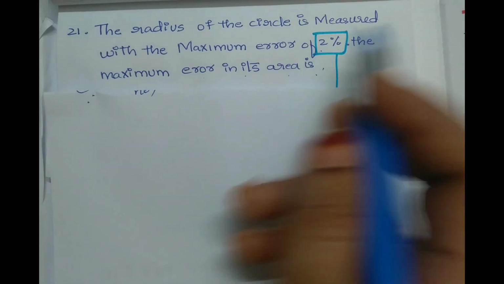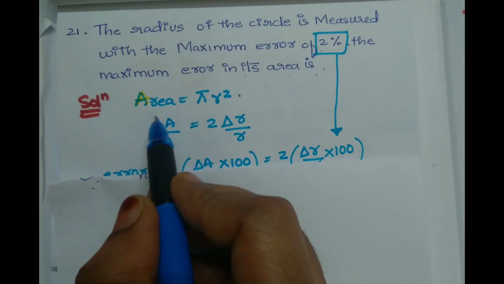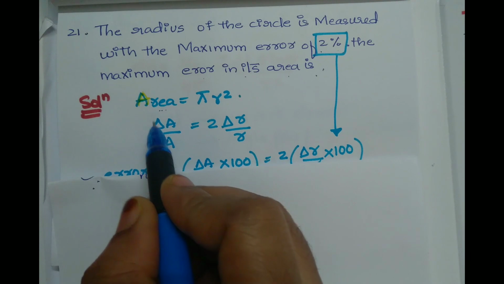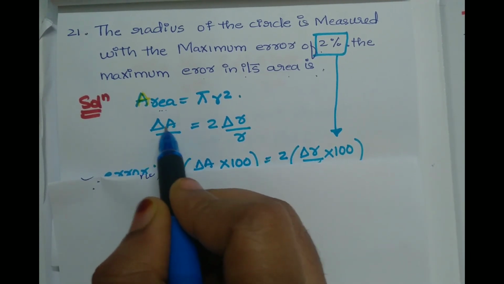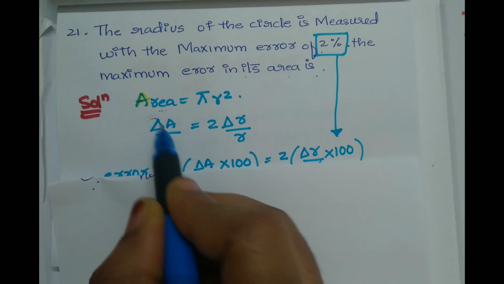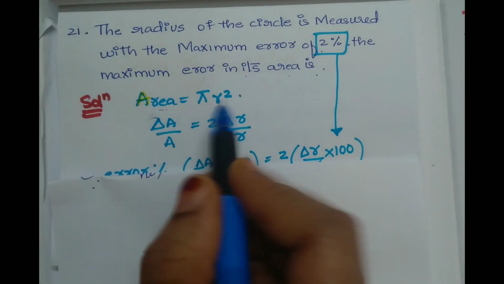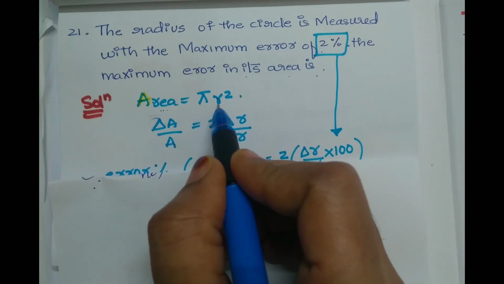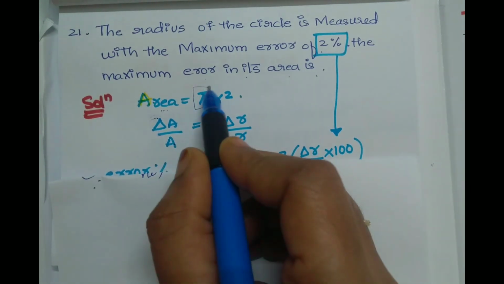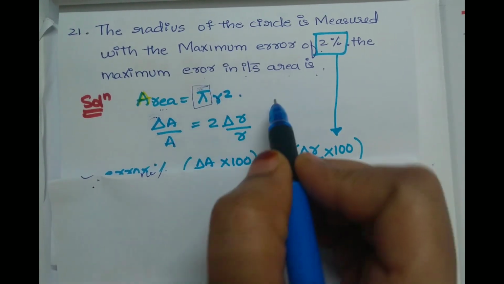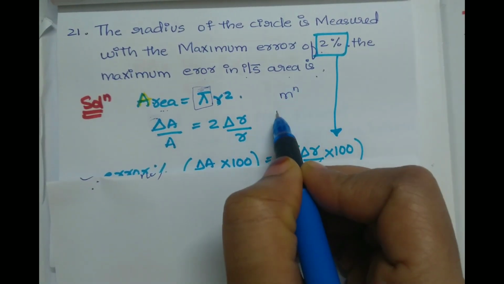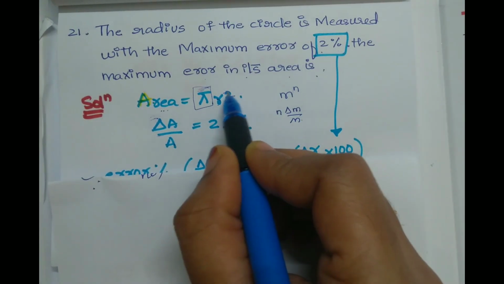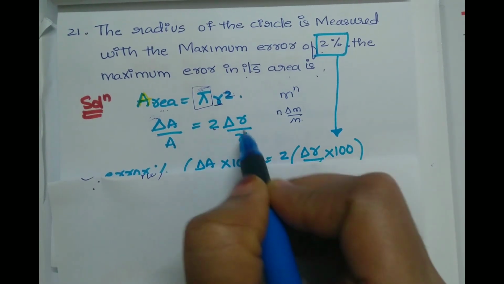So the way of solving such a problem is, see, first you need to write the formula for area, that is pi r square. Then you need to write delta A by A, that is the error divided by the value. This is one of the properties of errors. I have explained it in my previous videos, the properties of errors, so you can go through it. Pi is constant, so you can just leave it. Whenever it is m raised to n, you will write it as n delta m by m. So here it is a power, so the power will come here. This is delta r by r.